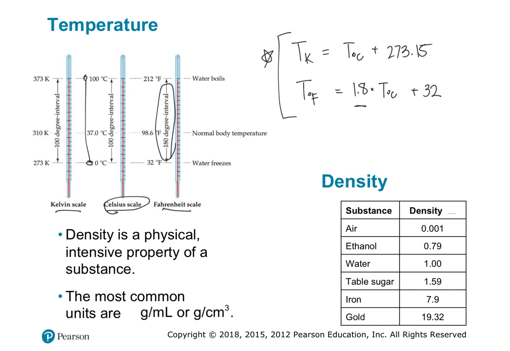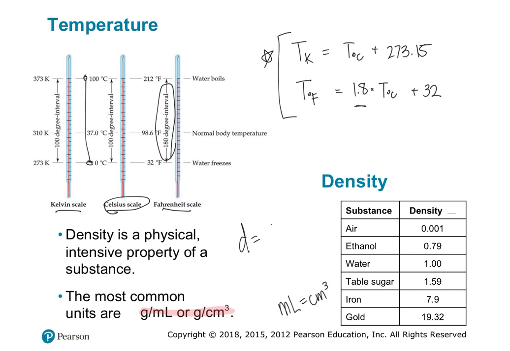Next thing we're going to talk about is density. Density is an intensive property of a substance. It's a physical property. We don't change the substance when we measure it. The units that we see for density most commonly are grams per milliliter or grams per centimeter cubed. Fun fact, a milliliter is a centimeter cubed, so those can be interchangeable in the future.